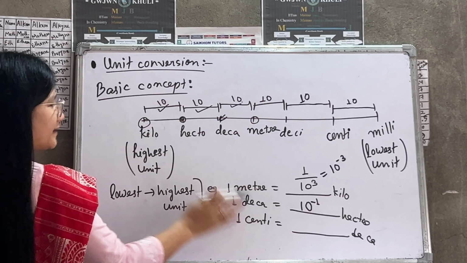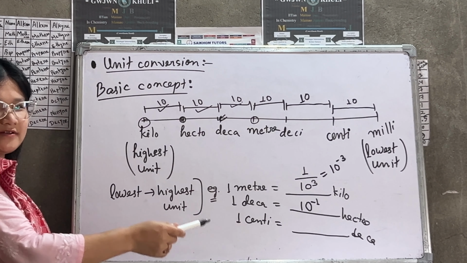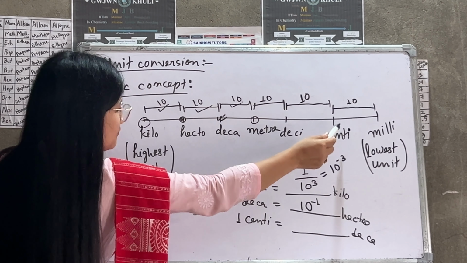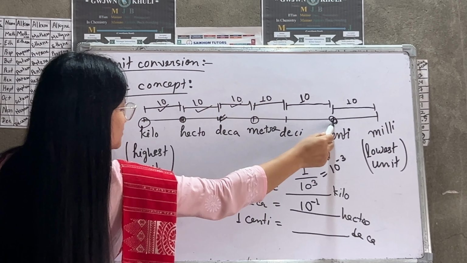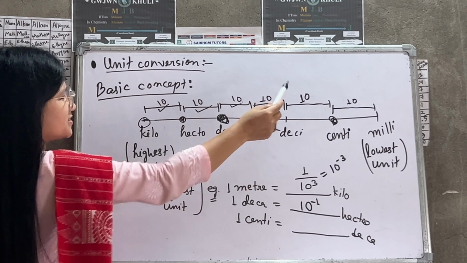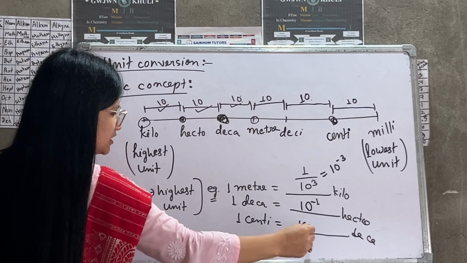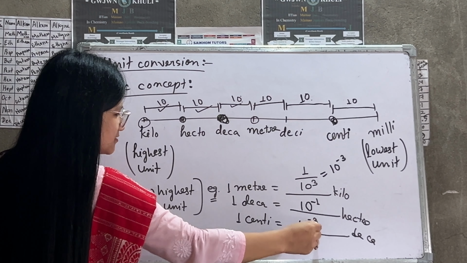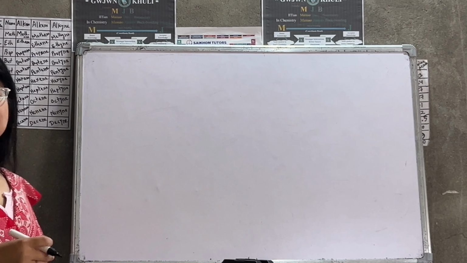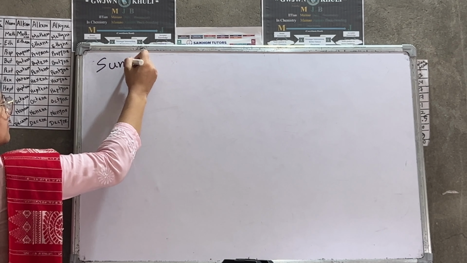Clear? And for centimeter, it may be centimeter, centigram, centiliter, like that. So when we convert centimeter into decameter, the difference is 1, 2, 3, so we need to write 10 inverse 3. Okay. So when we summarize these examples, what can we write?